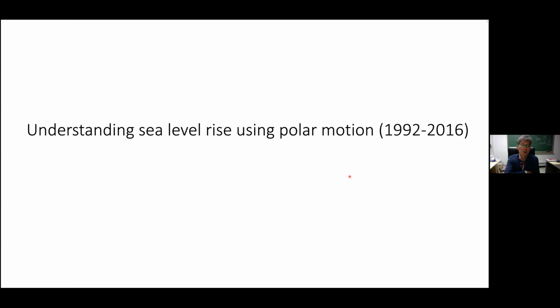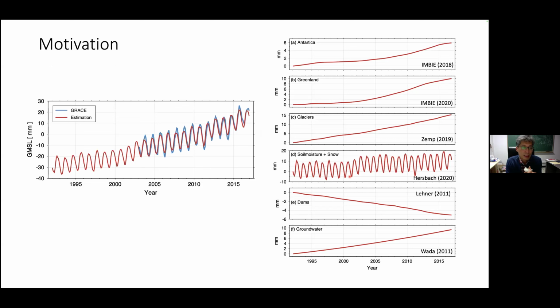Okay, let's move on to the second topic, understanding sea level rise using polar motion during 1992-2016. In this slide, I want to explain the motivation for using polar motion. In the first part of my presentation, I showed you GRACE data is useful to understand ocean mass change. The blue line is GRACE data, explaining the global mean sea level change.